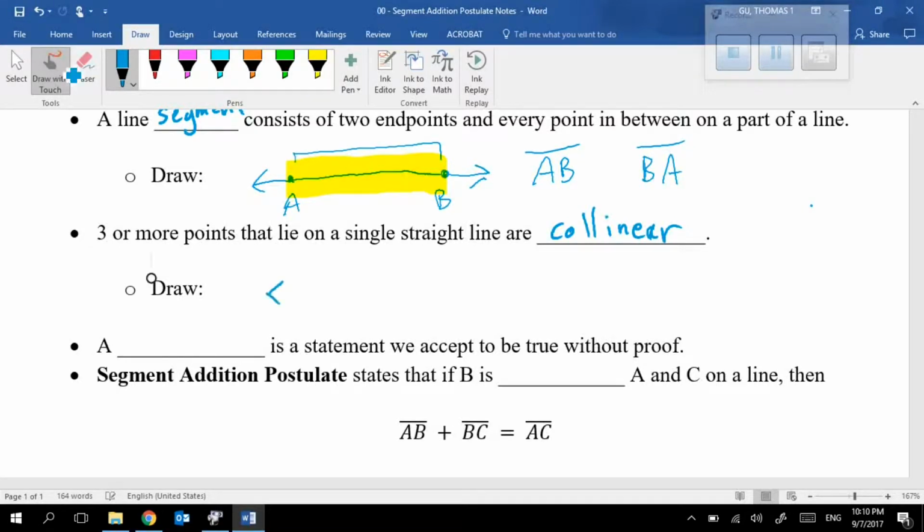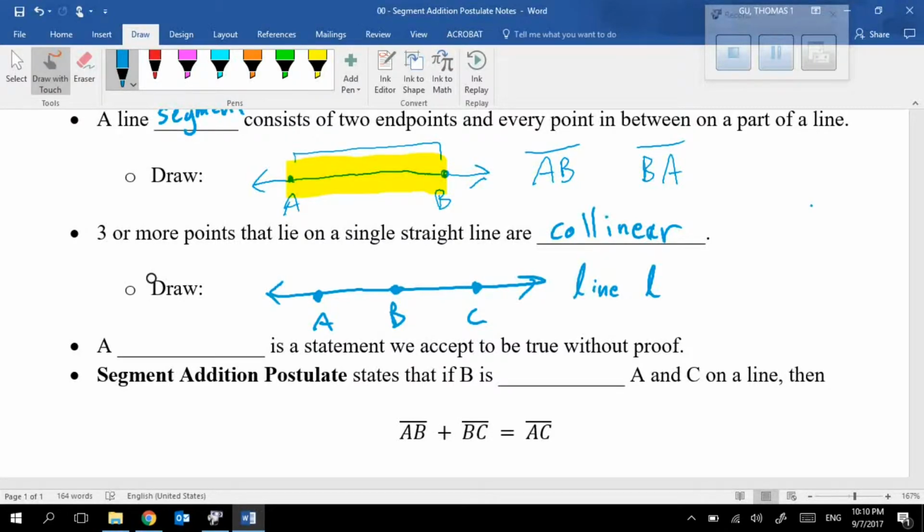And then what's a picture of collinear points on a line? So let's draw the line. Line L. And then 3 collinear points. A, B, C. So these 3 points are indeed collinear.